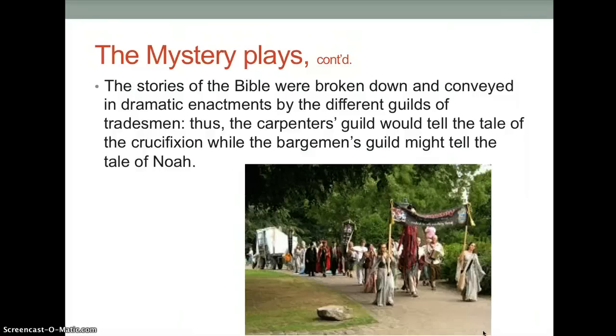So, for example, the Bargemen's Guild chose the story of Noah because, of course, there was the building of the ship. The Carpenters Guild might have chosen the tale of the crucifix. Again, the cross is wood. You can imagine what different guilds would have chosen which stories, how it suited their, as a sort of medieval form of advertising.